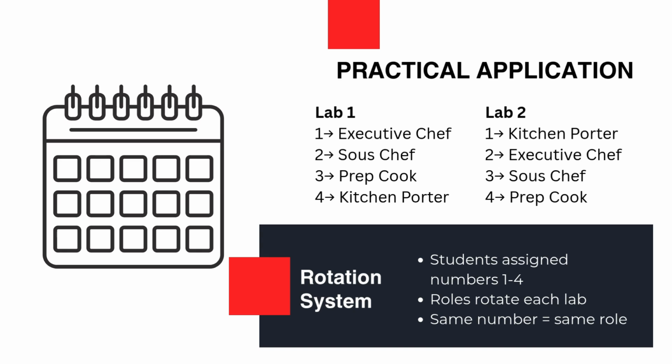Assign students a number within their group, numbers 1 through 4, to easily track roles. For example, all ones are executive chefs on the same day. Students can see the roles and won't have to guess which responsibilities they have or argue over who is going to be executive chef for this particular lab.